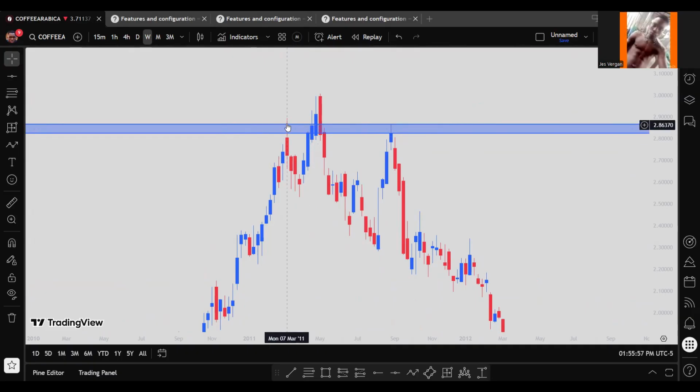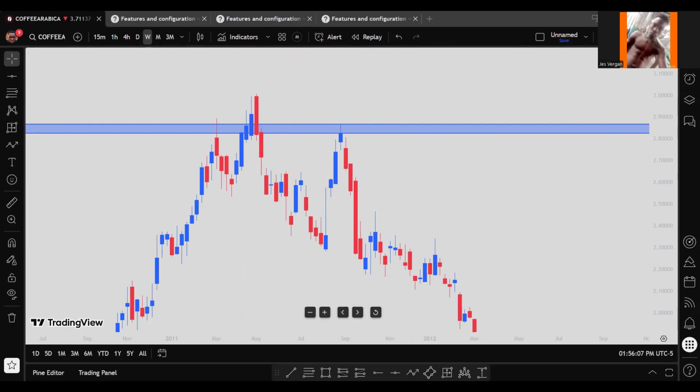So this was obviously a rejection from here. On the weekly time frame, this was a rejection from here. Price got rejected to the downside, and after that, price broke above it. Like I usually say, whenever price breaks a level, always wait for a retest. So this was obviously a resistance level. Price got rejected to the downside, then price broke above it.